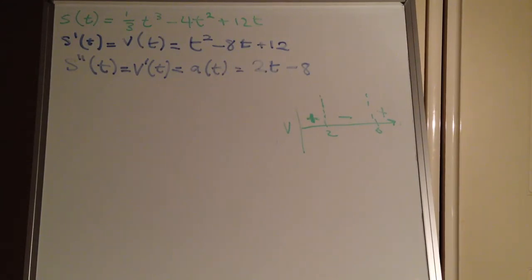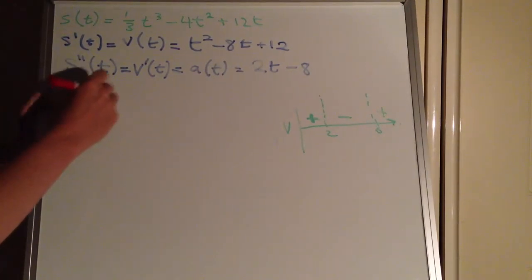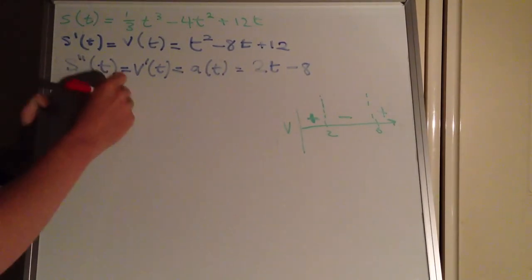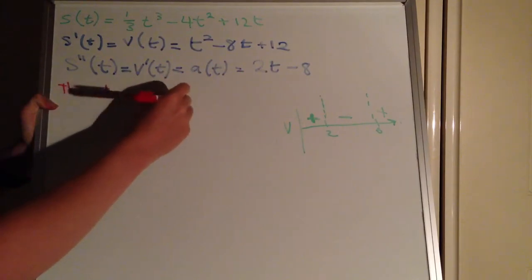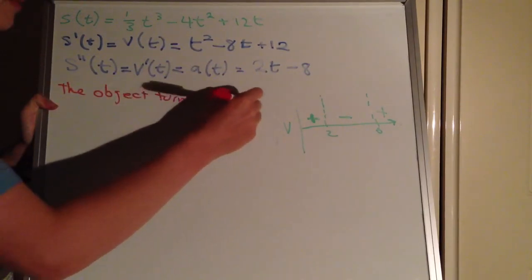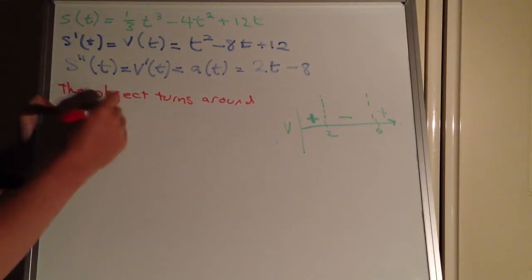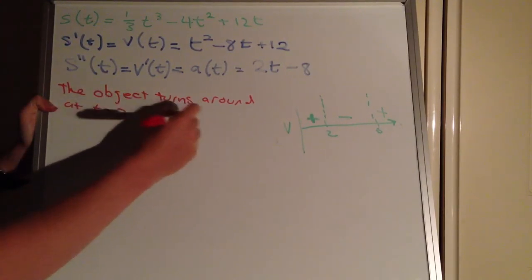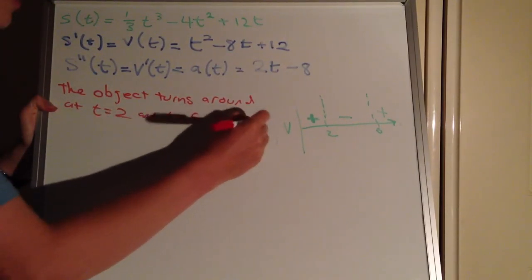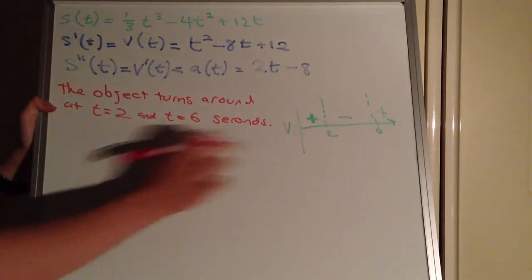Okay, so we're going to expand off that knowledge that we learnt in our first video to be able to work on the next question. And in case you didn't pick up, because I didn't explicitly write it, the object turns around at t equals 2 and t equals 6 seconds. So it changes direction at those times.